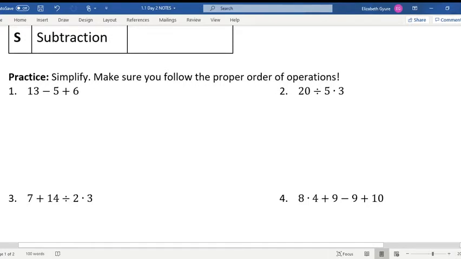Simplify. Make sure you follow the proper order of operations. We have 13 minus 5 plus 2. What should we simplify first? Brooklyn. Why 5 plus 6 first, Brooklyn?